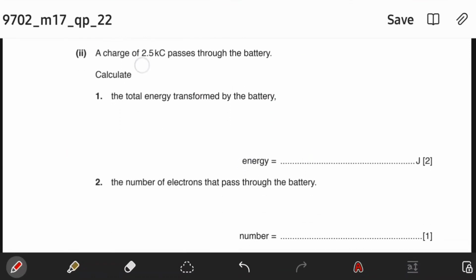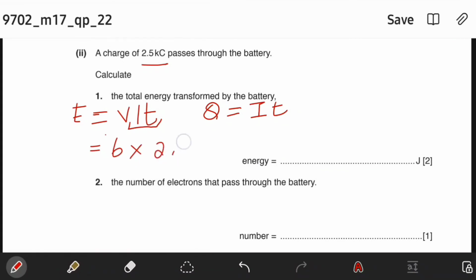A charge of 2.5 kilocoulomb passes through the battery. Calculate the total energy transformed by the battery. You can simply use the formula energy is equal to VIt, and we know that charge is equal to It. So this is charge. So it would become 6 times 2.5 converted times 1000 because there's a kilo, and it would become 15,000 joules.